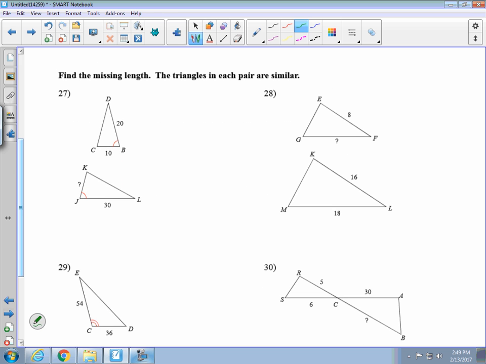The triangles in each pair are similar. It's the same thing as when we had polygons. You're going to write a proportion. And so you would say 20 over 10 is equal to 30 over question mark. Cross multiply and divide. And there you will have your answer. And you get that with calculator.